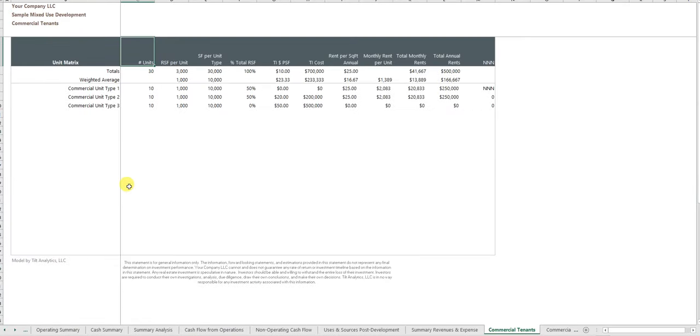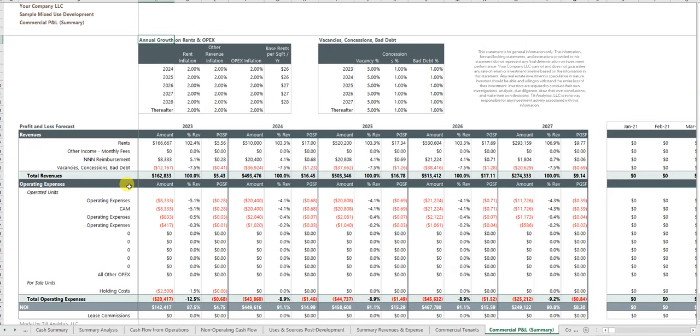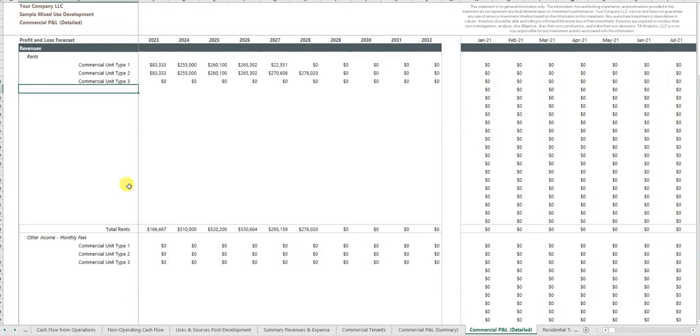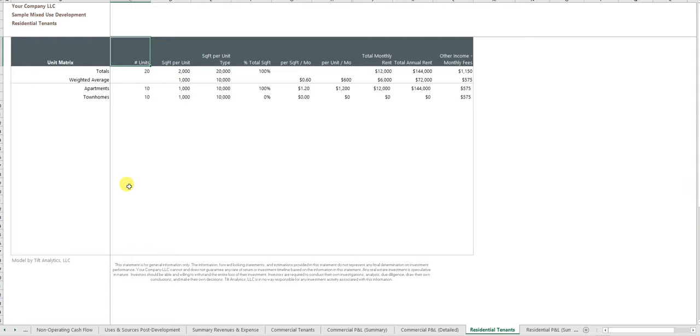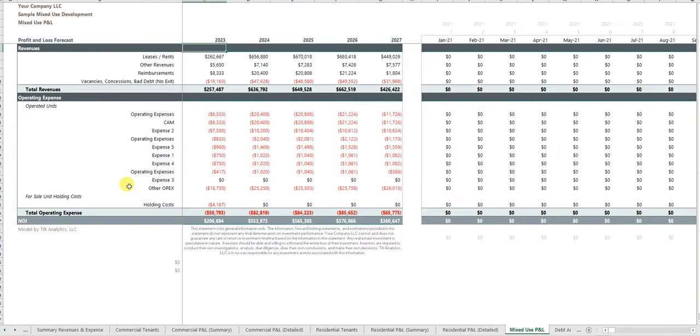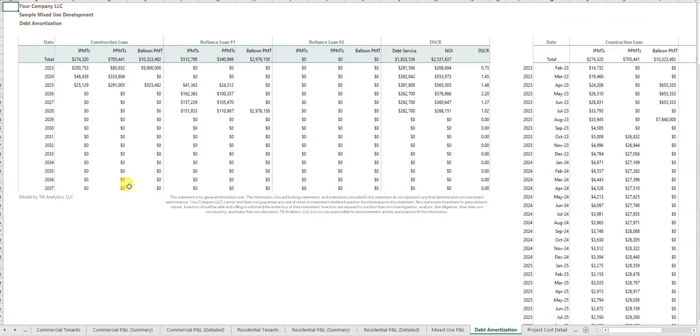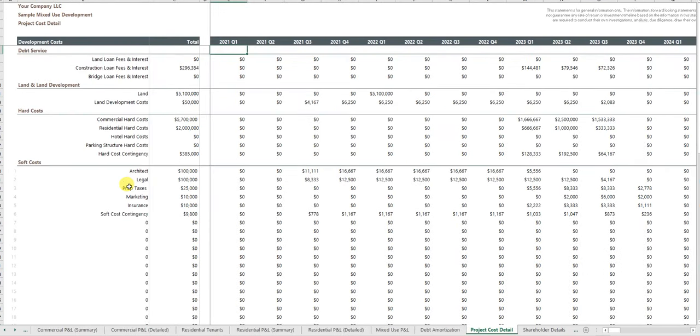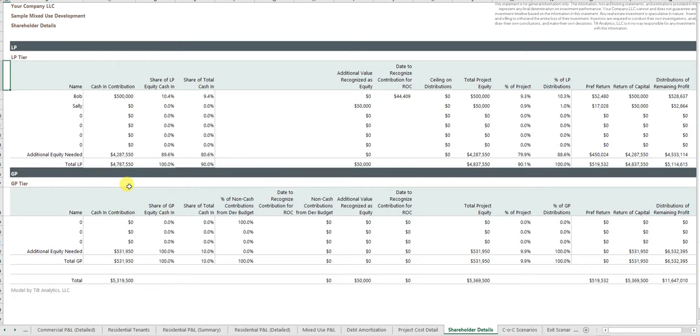Breakdown of the commercial tenants, summary commercial P&L showing your growth rates at the top, vacancies, concessions, bad debt, summary line items of the P&L. I can also go over to the detailed P&L and see the same information tenant by tenant. And I can have the same sheets for all the residential as well. And then a summary for the mixed use, the combined P&L. Debt amortization table in each year. Details on the project cost, soft cost, hard cost, and so forth, quarterly. A shareholder summary sheet showing individual shareholders with their returns.